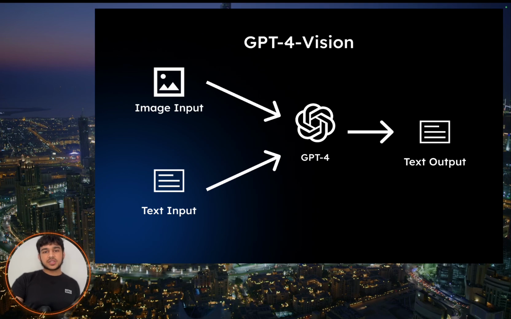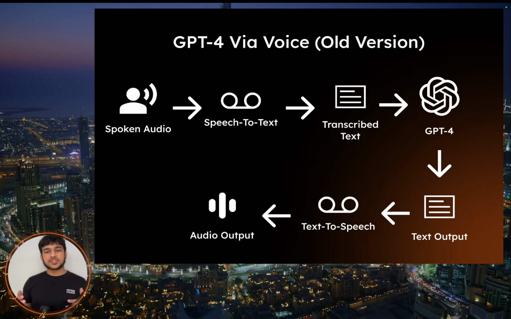And the next one is GPT-4 via voice. Now, this is how a lot of voice AI assistants also work, like VAPI or Bland. So let's just give you a quick rundown of this. We have the spoken audio coming in from the user. We then put that through a speech-to-text model and get that transcribed text. Then we feed that into GPT-4 and wait for the output. Once we get that output, we put it through a text-to-speech model and we get the audio output, which is played back to the user via phone or via their device.